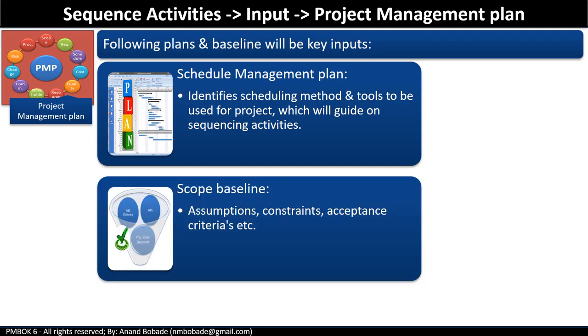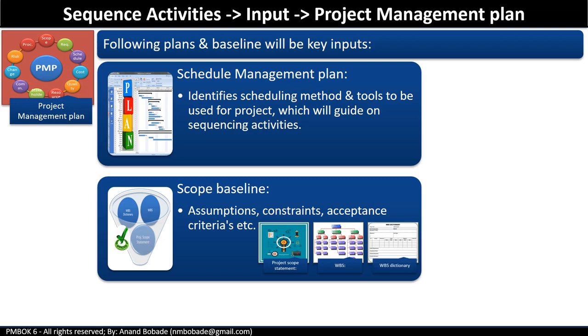And next important input is scope baseline. Scope baseline, as you know, is a combination of project scope statement, WBS and WBS dictionary. It contains information about deliverable list, assumptions, constraint, acceptance criteria. So all this information will help in identifying relationship between different activities.